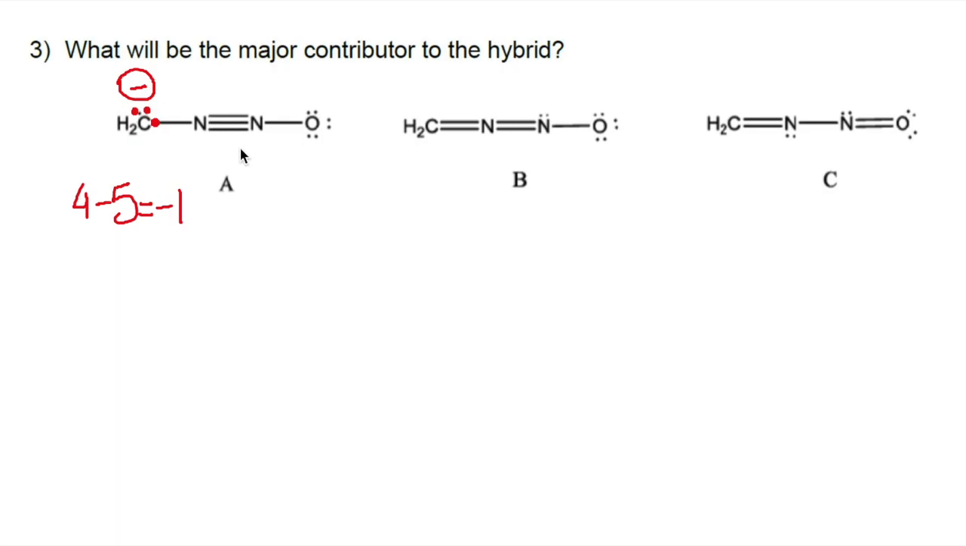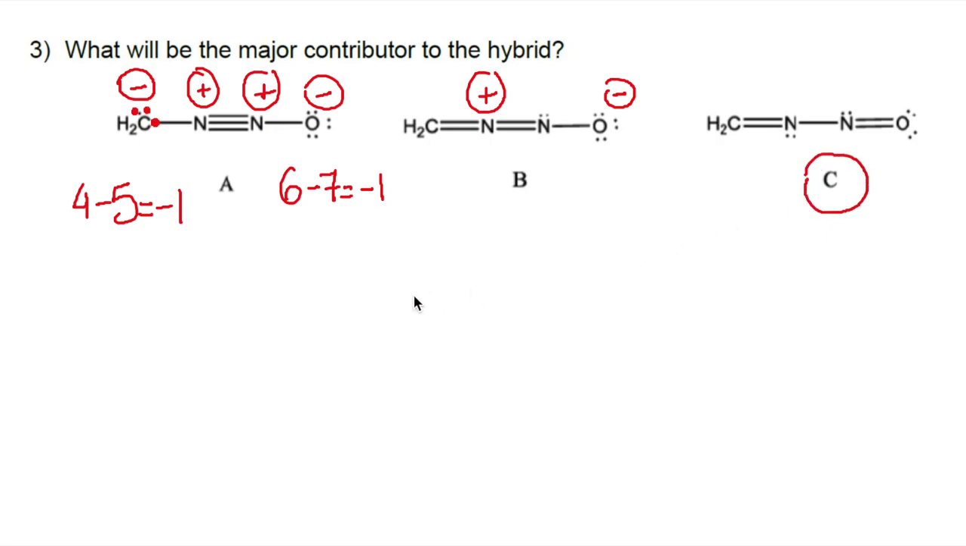For nitrogen, nitrogen usually has 5 electrons, but in this case it has 4, so we get a plus. Same for this nitrogen, and in this oxygen, oxygen usually has 6, but in this case it has 7, so we have a minus 1. So molecule A has 2 positive charges and 2 negative charges. If you do the same for molecule B, you end up with a plus there and a minus here in the oxygen, and molecule C doesn't have any charges. Molecule C is the most stable one. It doesn't present charges, so that will be the major contributor to the hybrid.